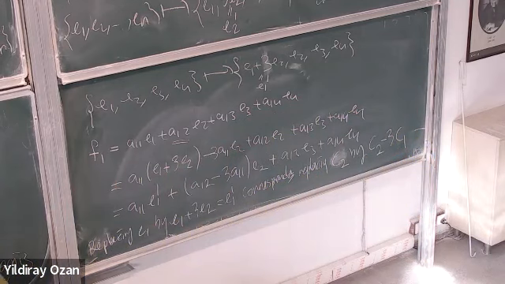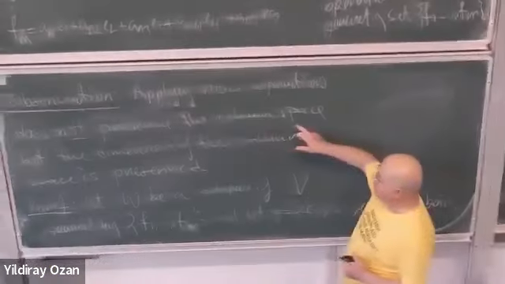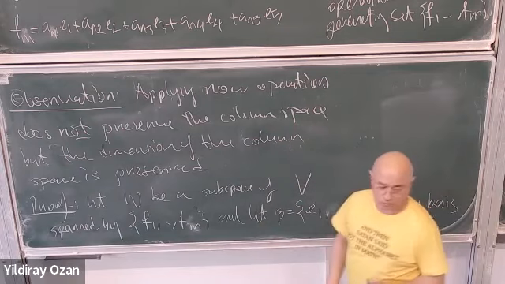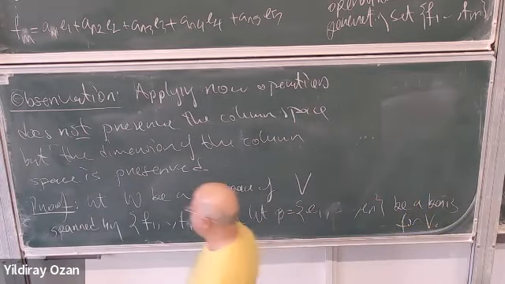Applying row operations doesn't preserve the column space, we know this, but the dimension is preserved. Now, why is that?